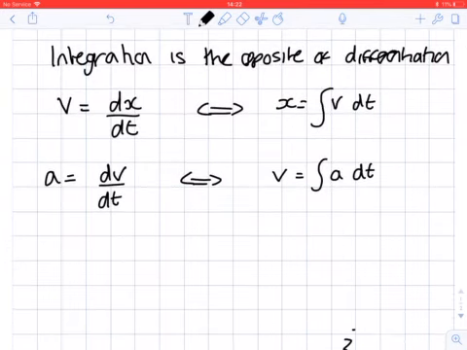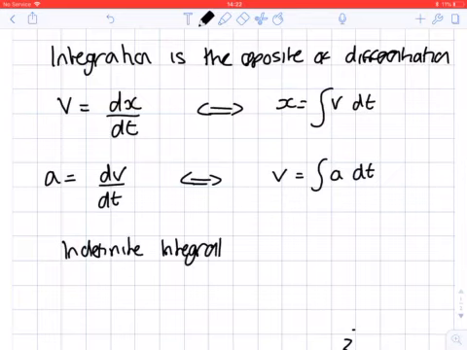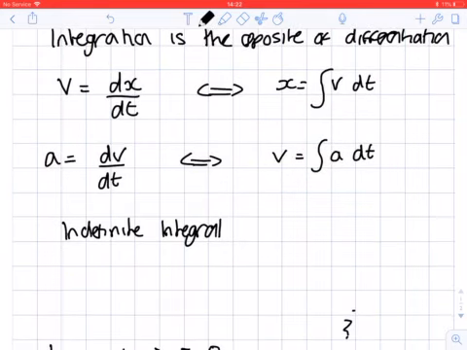Now, what we've got to remember here is these are what we call indefinite integrals. Now, indefinite integrals mean they have no limits. There are no numbers at the top and bottom of the integral symbol. That means we need to have a constant of integration. And this is really important because this is what makes our function work.